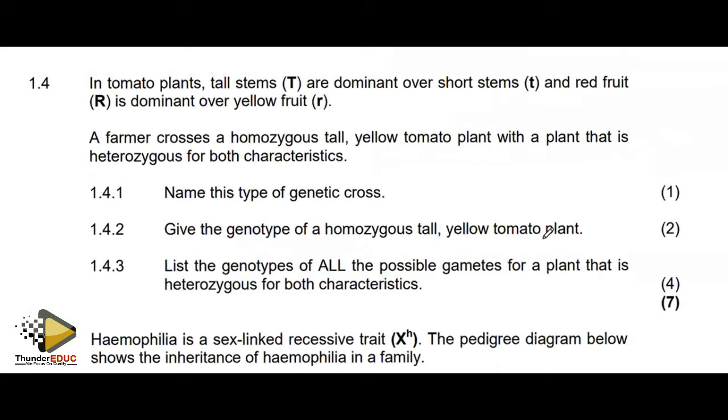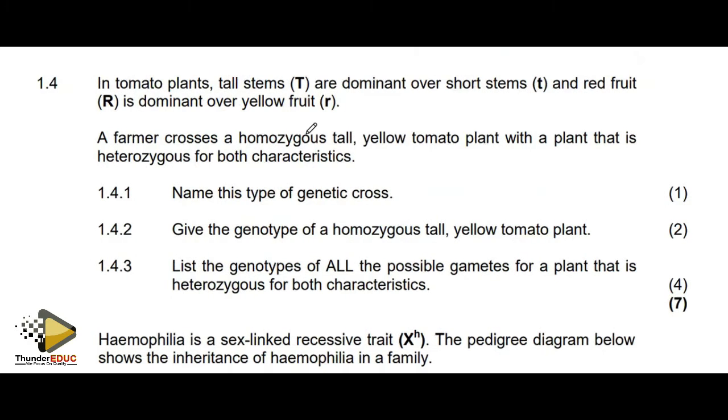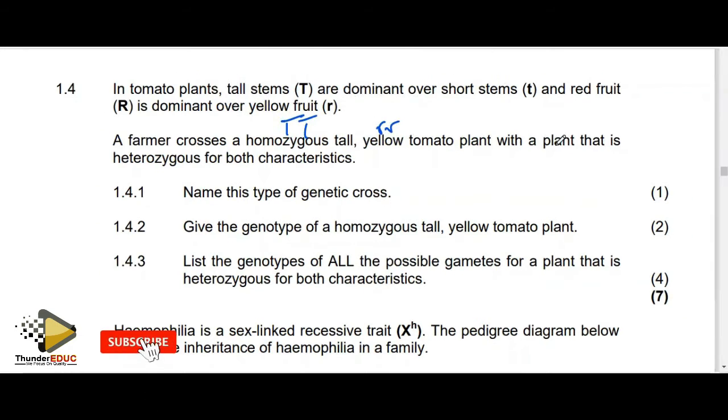In tomato plants, tall stems are dominant over short stems, and red fruits are dominant over yellow fruits. A farmer crosses a homozygous tall, so it's going to be capital T, with the yellow. Yellow is recessive. The moment they say yellow, I don't need to say homozygous or heterozygous. It is always homozygous because it's recessive. Plant that is heterozygous for both characteristics.